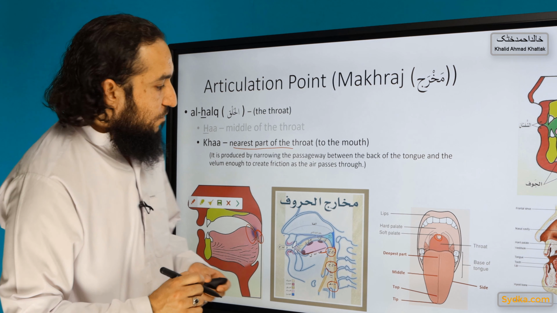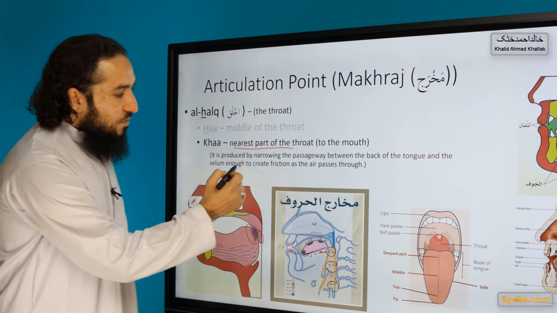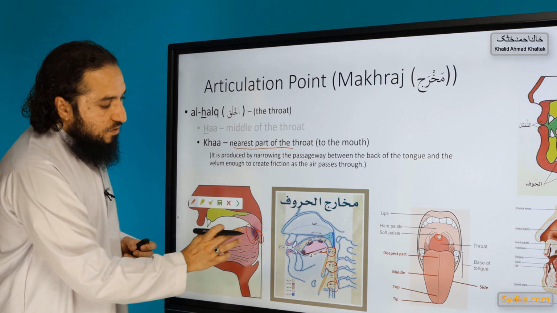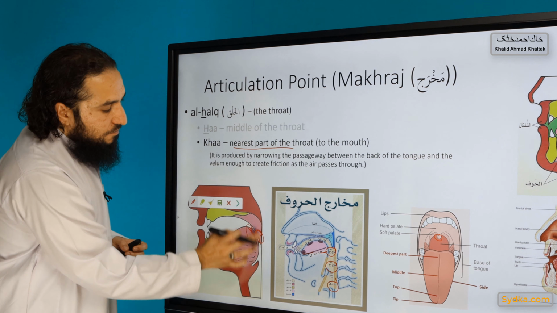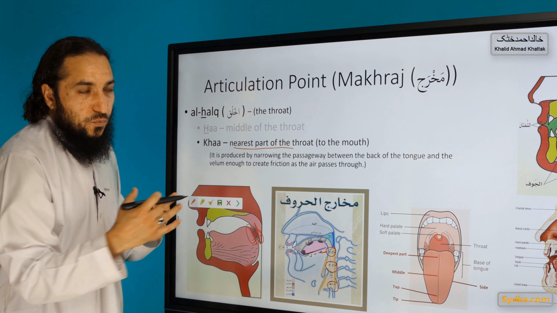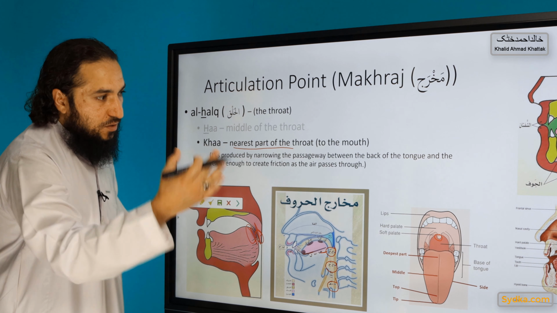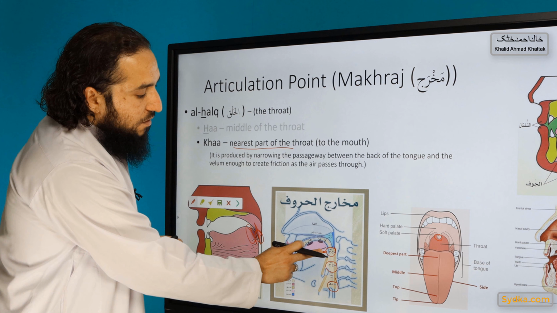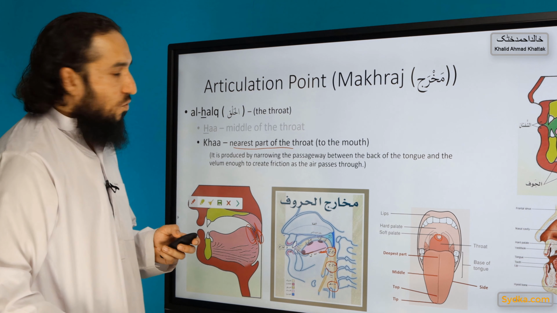Okay. So again, if we go through it again, it is produced by narrowing the passageway between the back of the tongue, that's the back of the tongue, and the velum. That's the velum. And they create friction as the air passes through. Okay, and this is the articulation point for Khaa, or the sound.